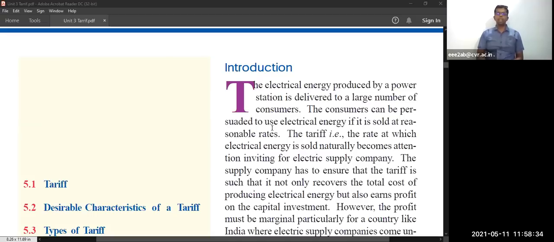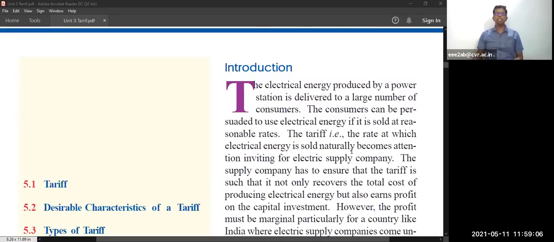Say for example, if they increase the rate from 5 or 6 rupees to 20 or 30 rupees, then the consumption will be very less. Many of us might go for alternative energy resources like solar, or even purchase a small generator at home and generate on our own, even if you charge more tariff. So it should be very reasonable.